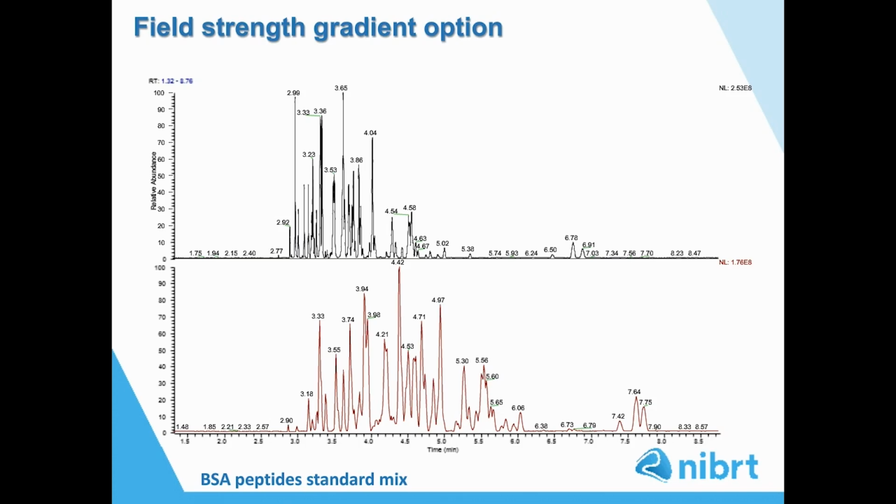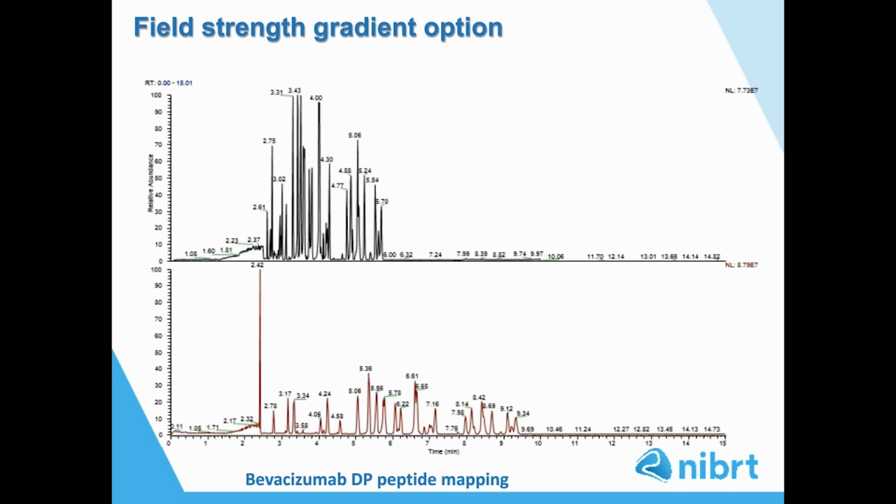This is an example in the slide performed on the BSA peptides standard mix. But we obtained the same results on bevacizumab drug product. Here I show the full MS electropherogram obtained after trypsin digestion.